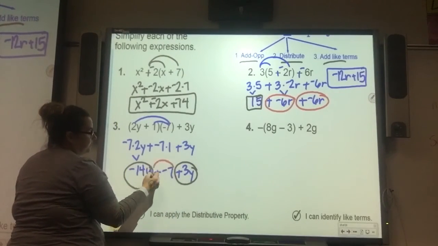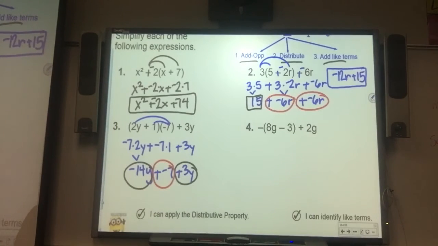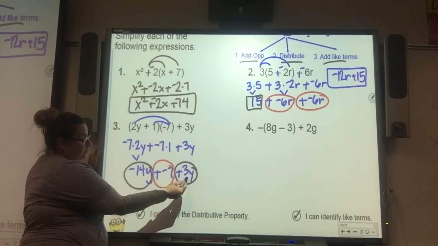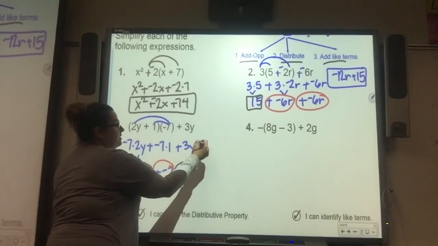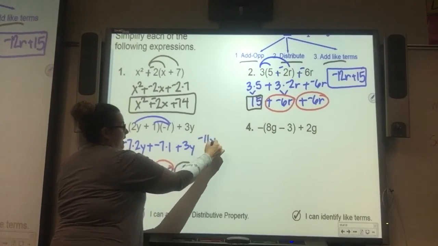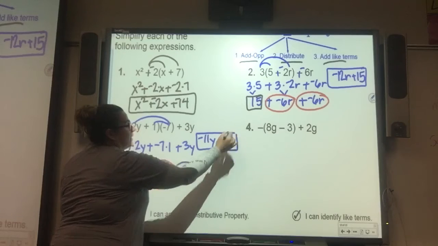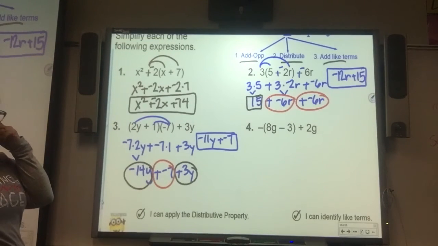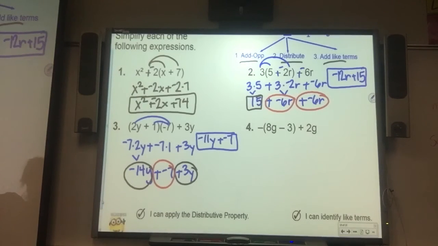And again, we're using different colors here. You use the strategy that works best for you. Some like to highlight. Do what works for you. Negative 14 plus 3. There's more negatives than positives. Negative 14 plus 3 would be negative 11y plus negative 7. And you could also write minus 7, like negative 11y minus 7. That works as well. You've got a couple options there.